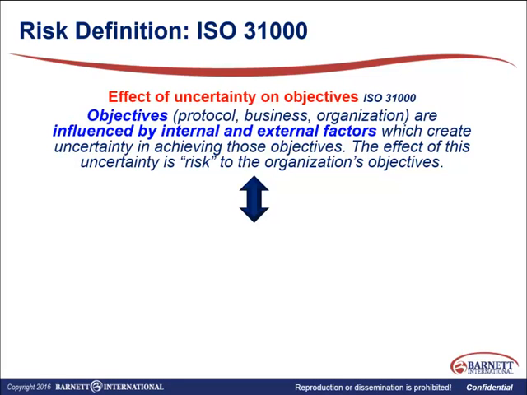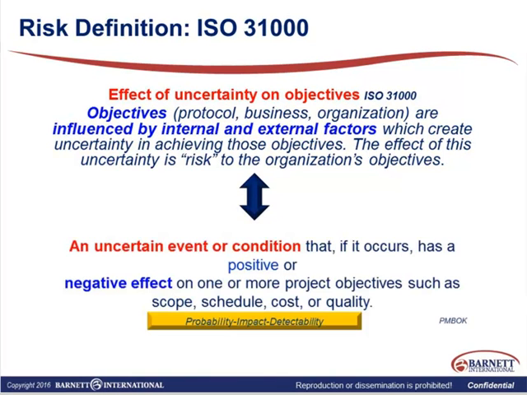So let's look at this first definition. The effect of uncertainty on objectives. An objective could be your protocol, your business, your organization. What are you looking at this for? What is the risk? Is it the protocol? Is this the business? Oftentimes we always have to think about our business in terms of market share, public image, currency, and legal issues that an organization might have.